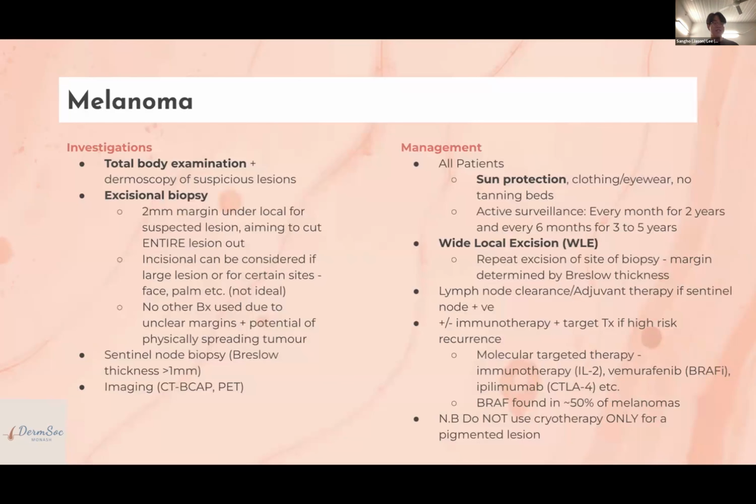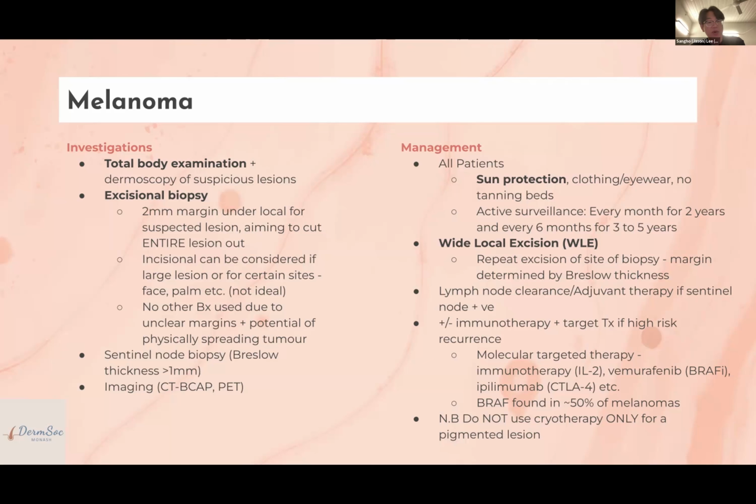So for investigating melanomas, we want to do total body examination, so a thorough look at a person's whole body, and we want to use the dermatoscope to have a closer look if there's any suspicious lesions. And for suspicious lesions, we want to do an excisional biopsy. So it's a close margin cutting off of these lesions. We aim to cut the entire lesion out, usually a 2 mm margin.